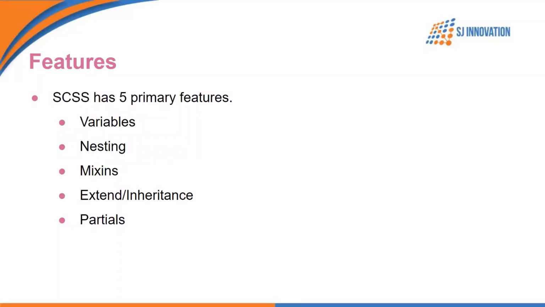SASS features. SASS has five primary features, which are variables, nesting, mixins, extend, and partials. We will give a very basic look at those features.